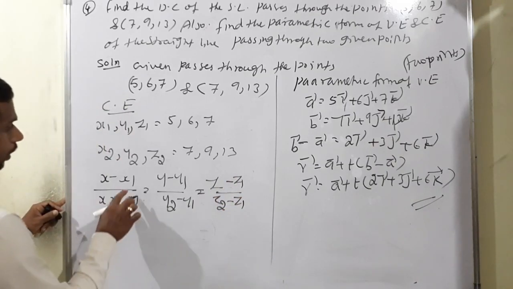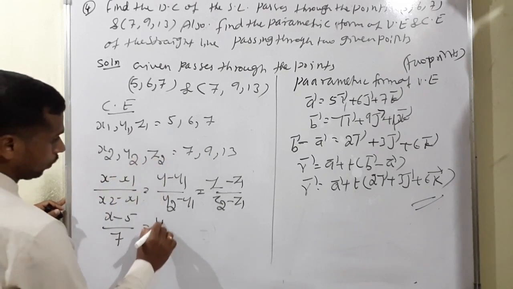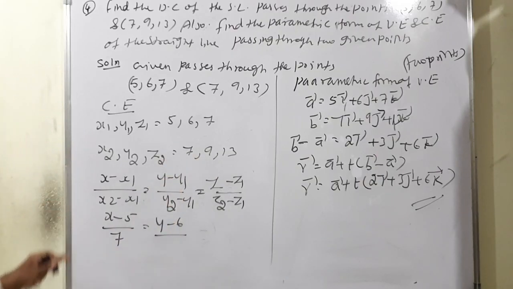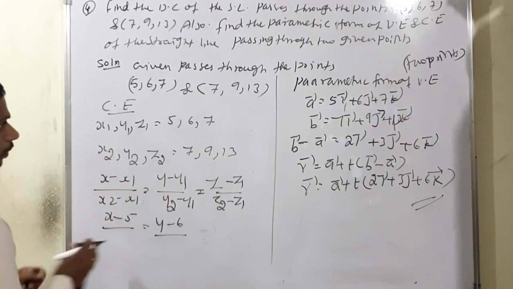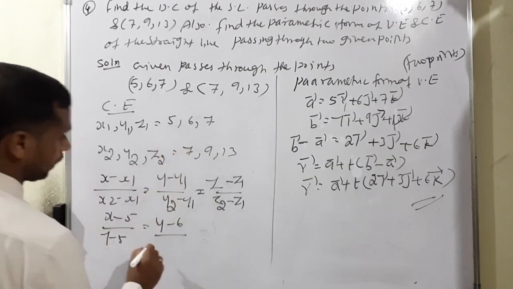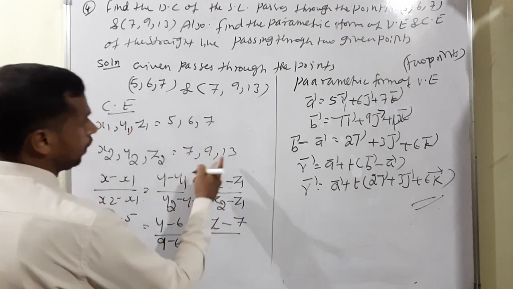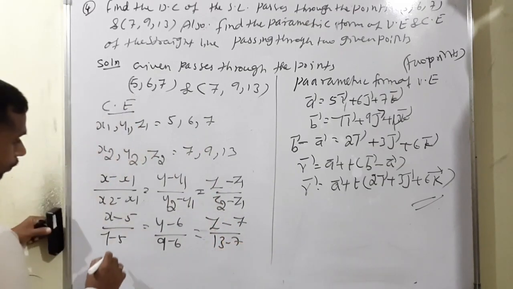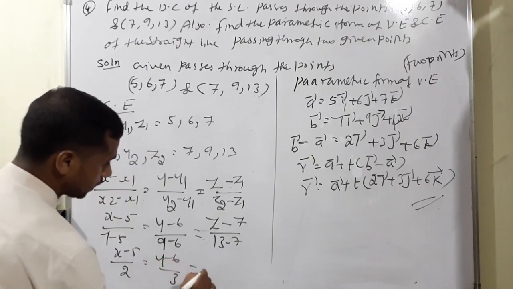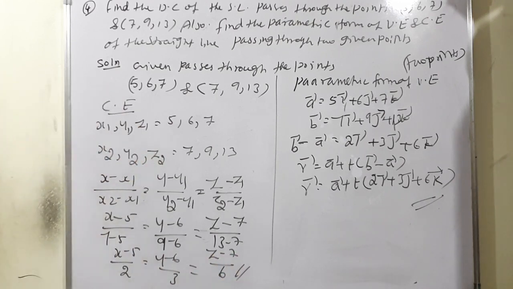Again, x minus x1, what is the value? 5 is there. So x minus 5 by 7 is equal to y minus 6 by y2 minus y1. Sorry my dear, here actually x minus x1 is over 7 minus 5. Here y minus 6 divided by 9 minus 6 is equal to z minus z1, which is 7, divided by 13 minus 7. Therefore, x minus 5 by 2 is equal to y minus 6 over 3 is equal to z minus 7 over 6. This is the answer for question number 4 of exercise 6.4.